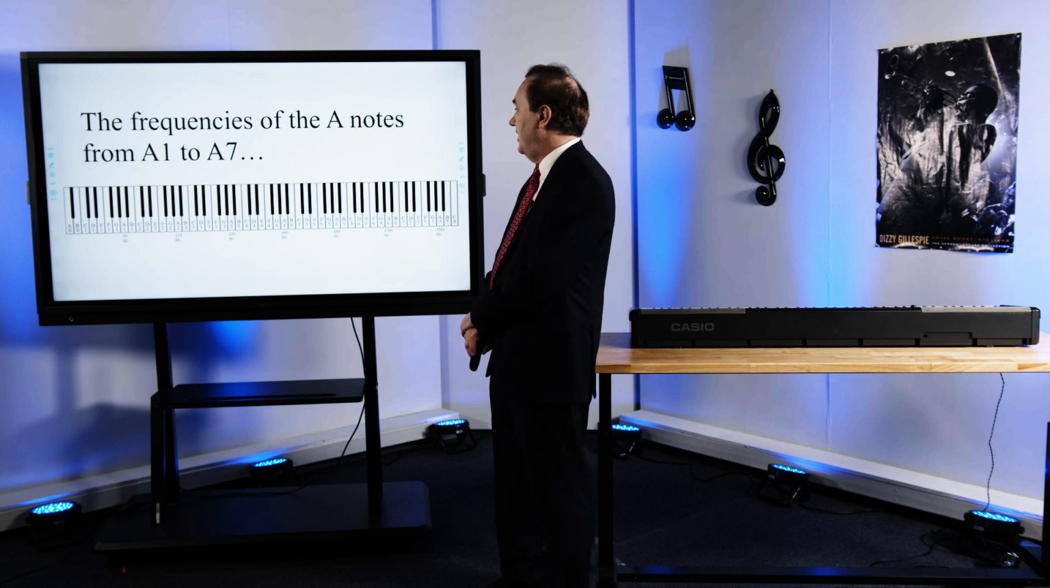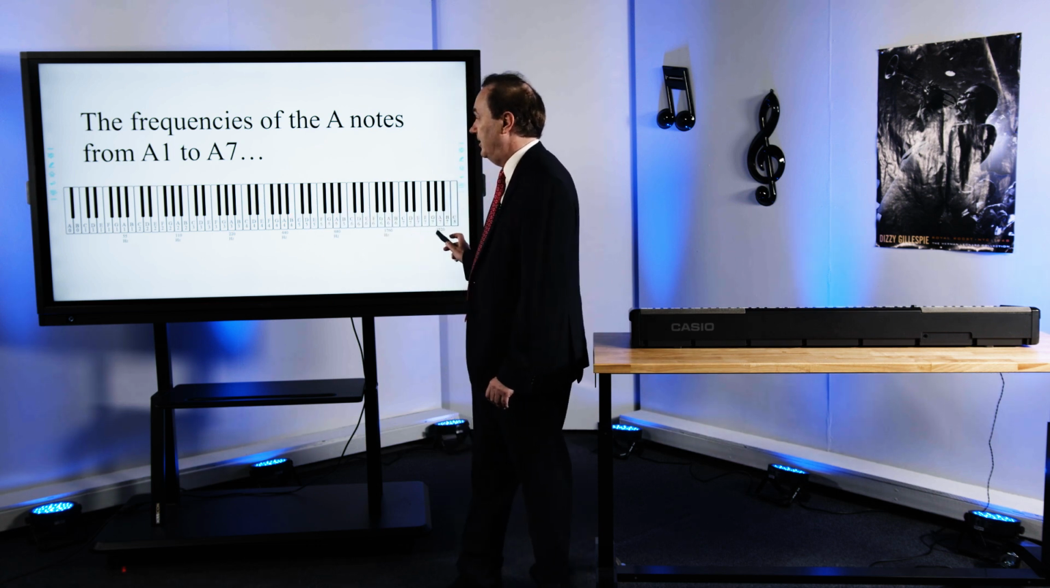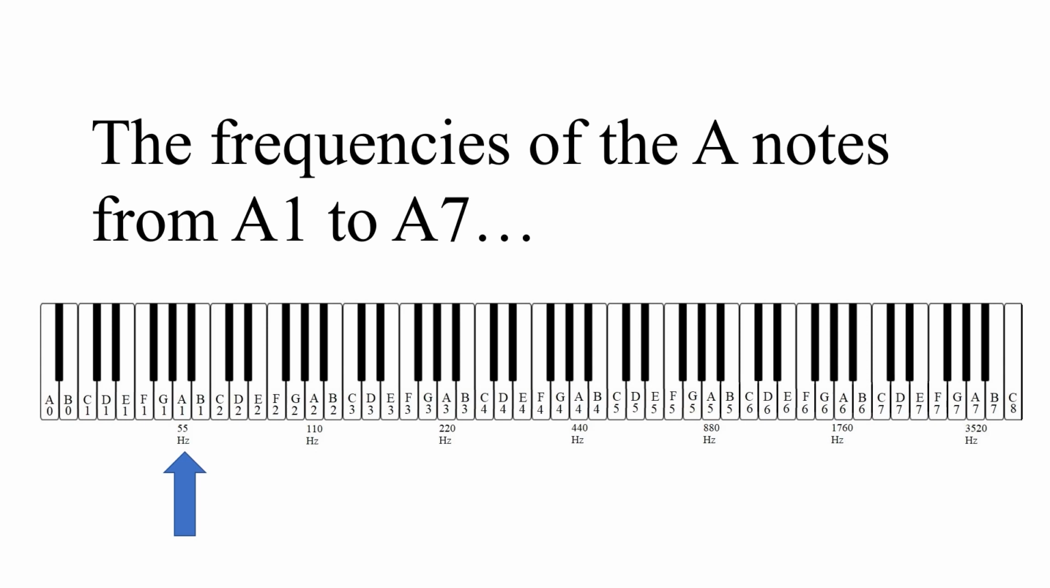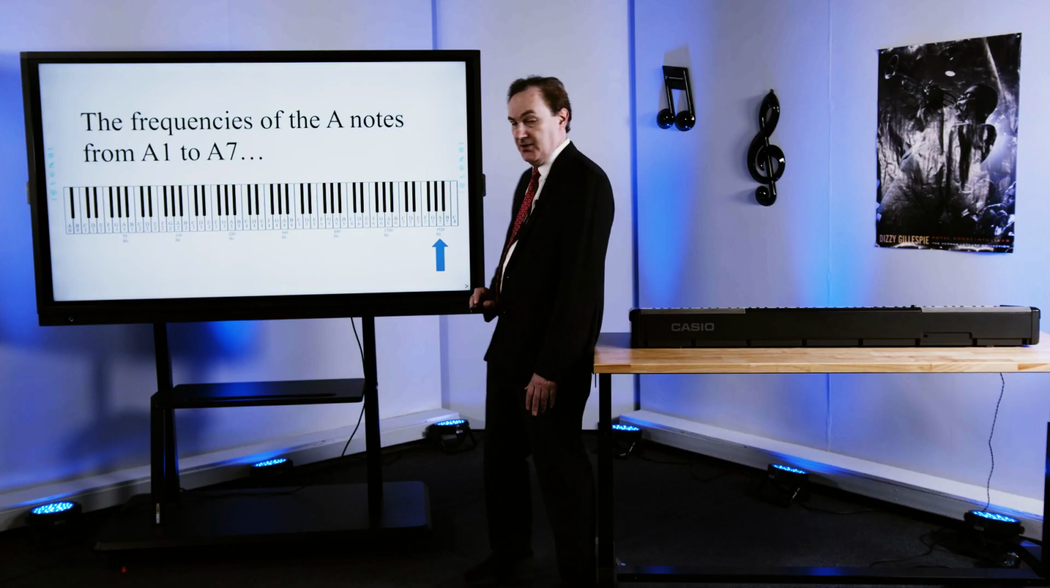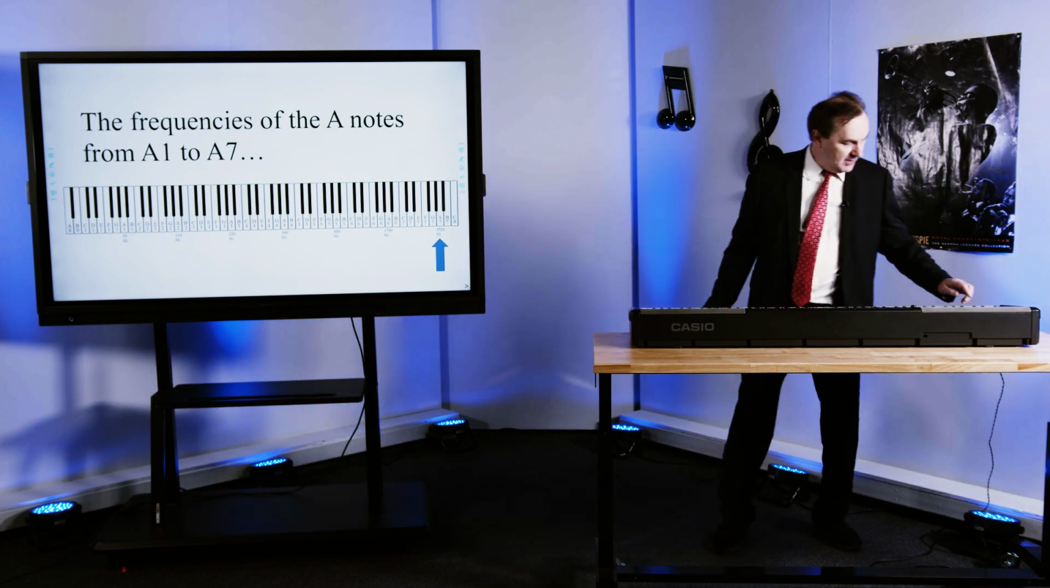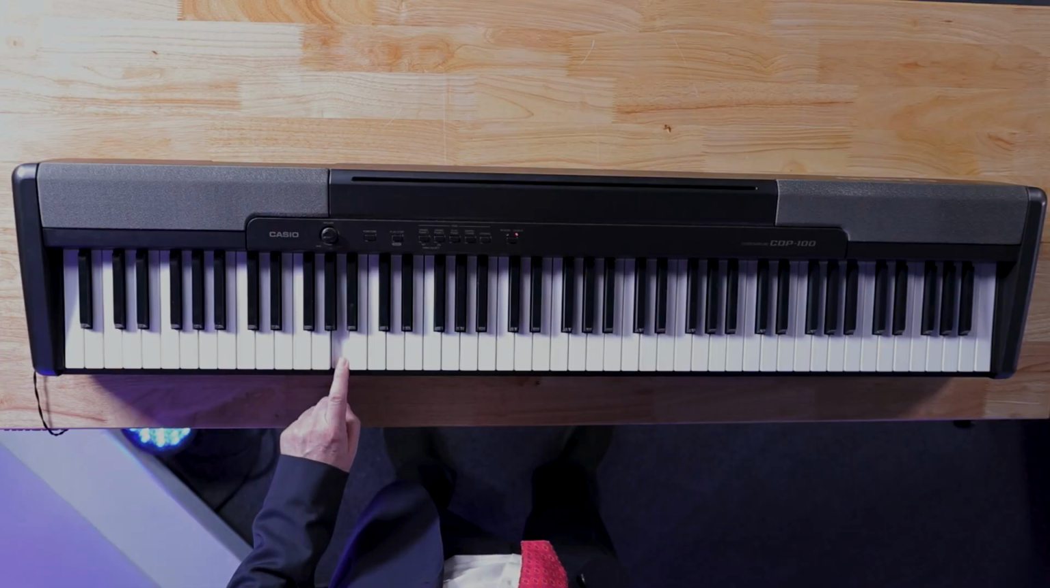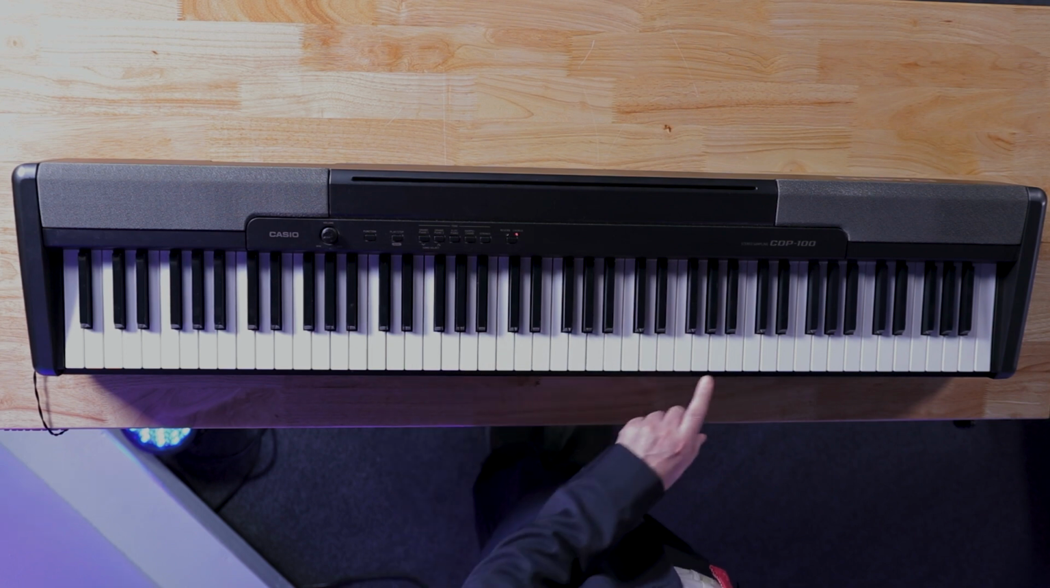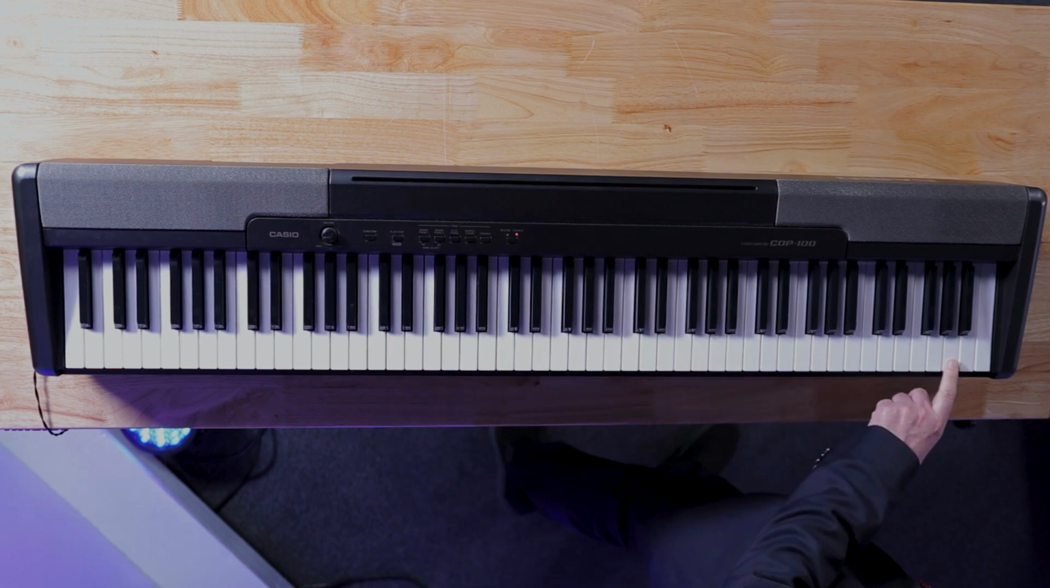So the frequencies of the A notes from A1 through A7 are as follows. A1, 55 hertz, A2, 110 hertz, A3, 220 hertz, A4, 440 hertz, A5, 880 hertz, A6, 1,760 hertz, A7, 3,520 hertz. So those are the notes here. A1, A2, A3, A4, A5, A6, A7.